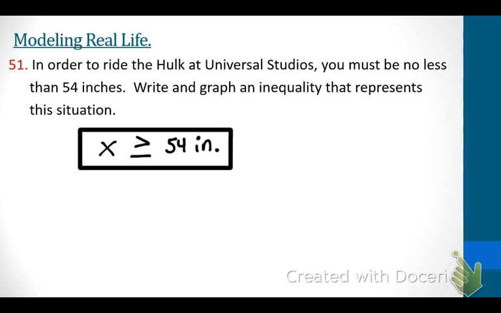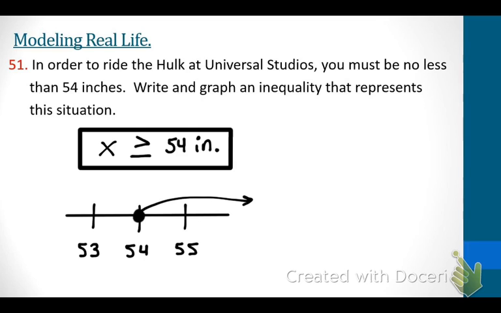Haley, how should my graph look? Okay, is this open or closed? It is closed because it can be exactly 54, and then we can see she says go to the right because all solutions are greater than 54. If I were to take this 55 and try to plug it back in up here, would this make sense? 55 is greater than 54 inches. That does make sense. So then you can understand, yay, I did do it correctly.